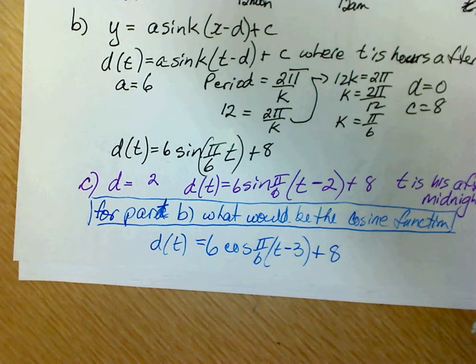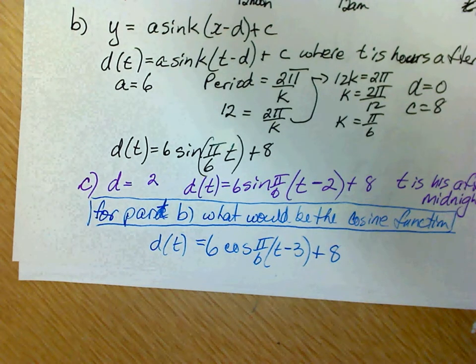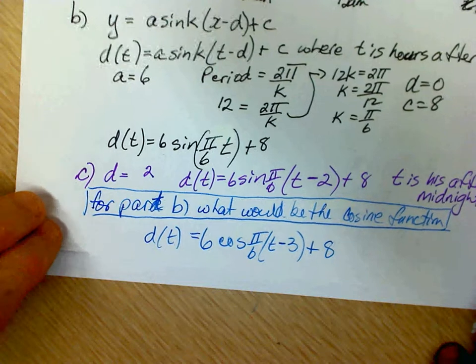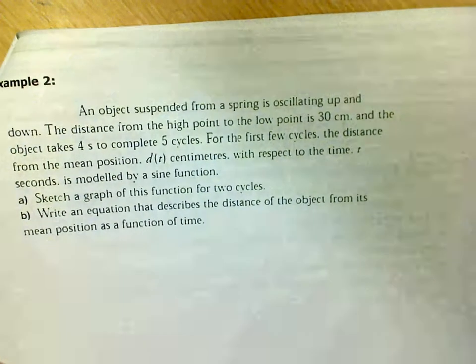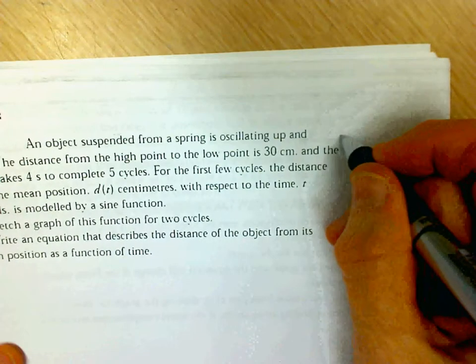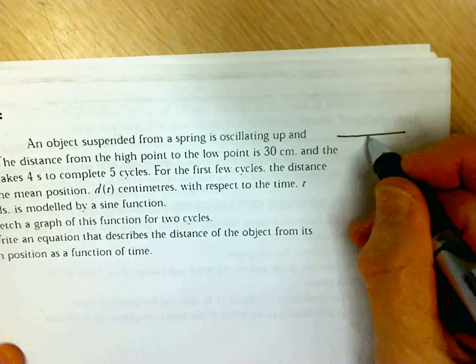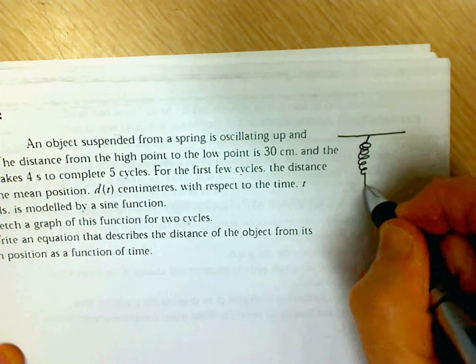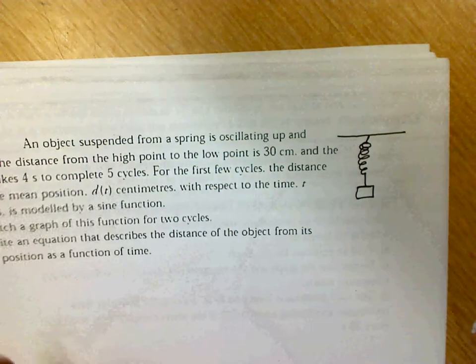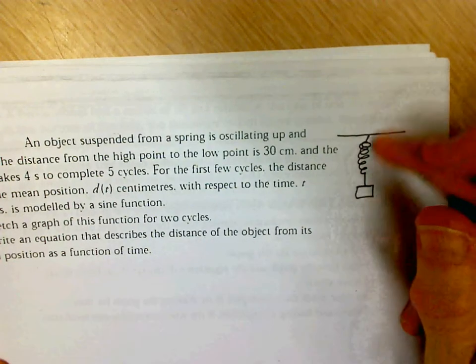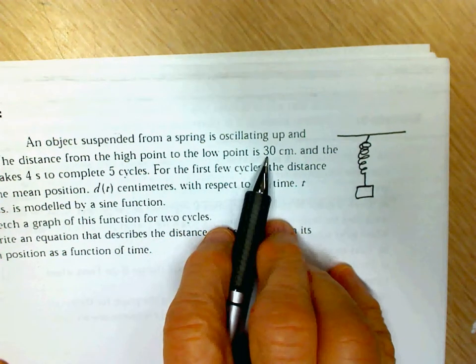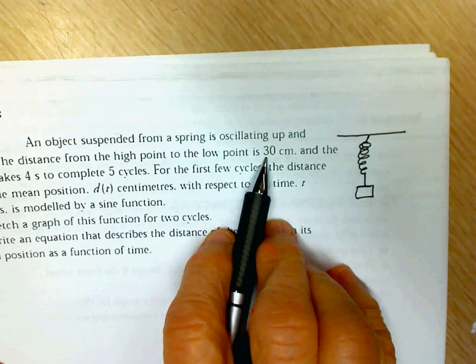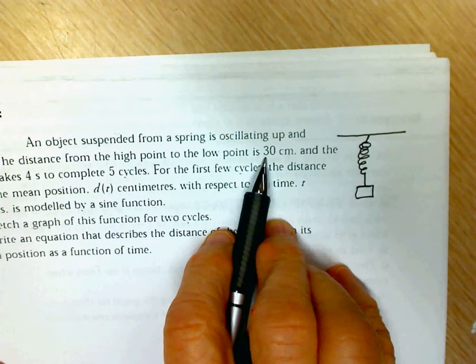Okay, let's do a spring. Okay, let's try the next one. An object suspended from a spring. If you can just try to imagine this object that's suspended from this spring, it is oscillating up and down. The distance from the high point to the low point is 30. So they're telling you the difference between the max and the min is 30. So let's just see if we can start drawing a sketch of this.